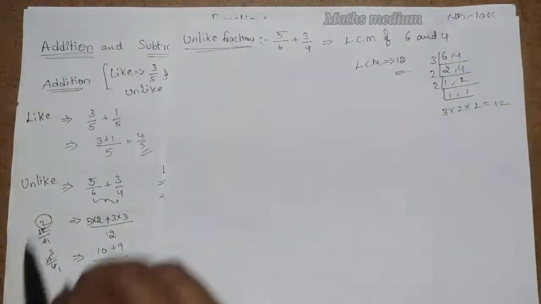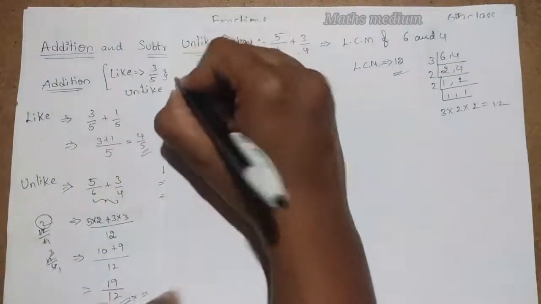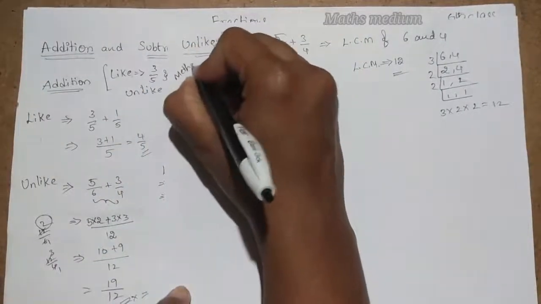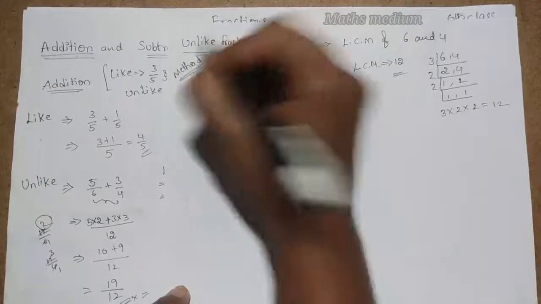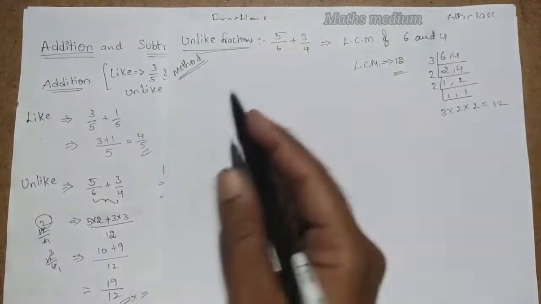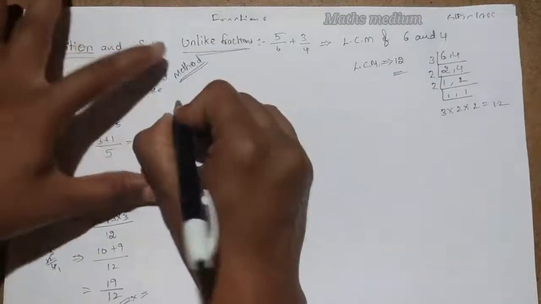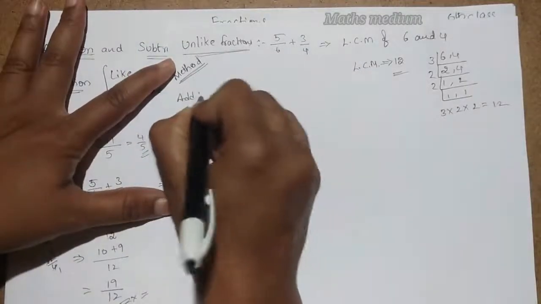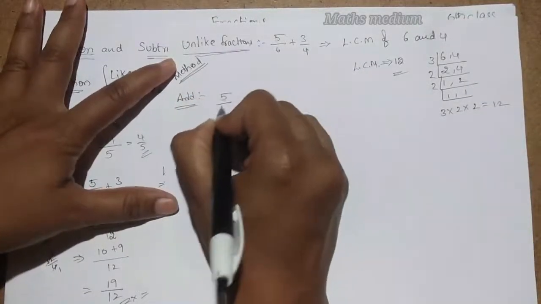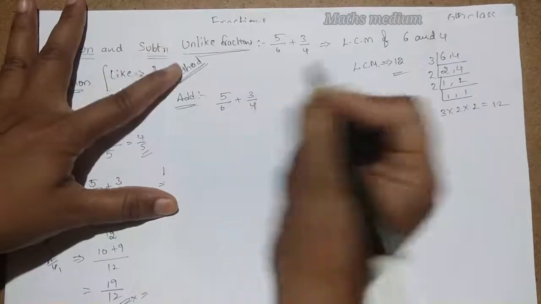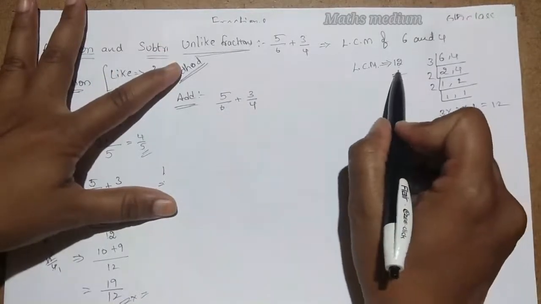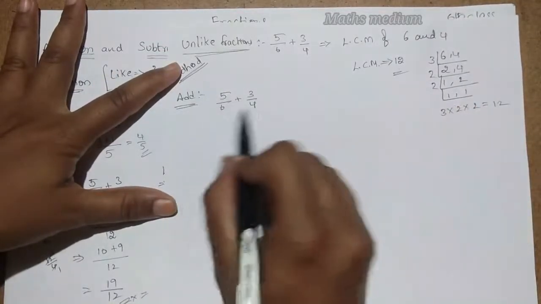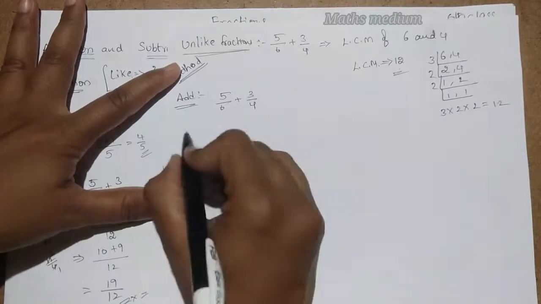So apart from that method, this is method 2 of solving fractions with either addition or subtraction. Take addition here, 5 by 6 plus 3 by 4. Here we have the LCM as 12, so we take the denominators to 12 also.